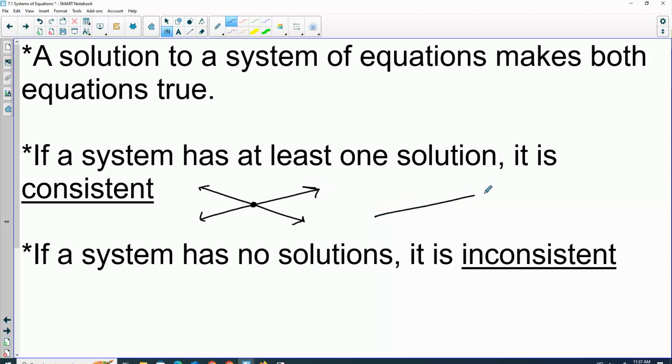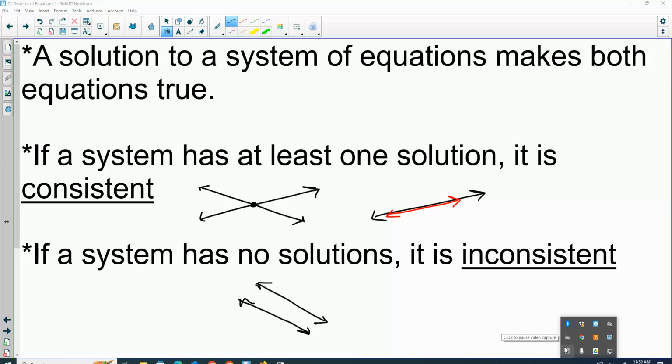Or it's possible that you might have two equations that turn out to be the same line when you graph them. In which case, every point on that line is the solution. But again, if you can get a solution, it's consistent. When there is no solution, we call it inconsistent. What would the graph look like if there was no solution? Two lines that don't intersect, so they have to be parallel. So parallel lines never meet. That would be an inconsistent system.